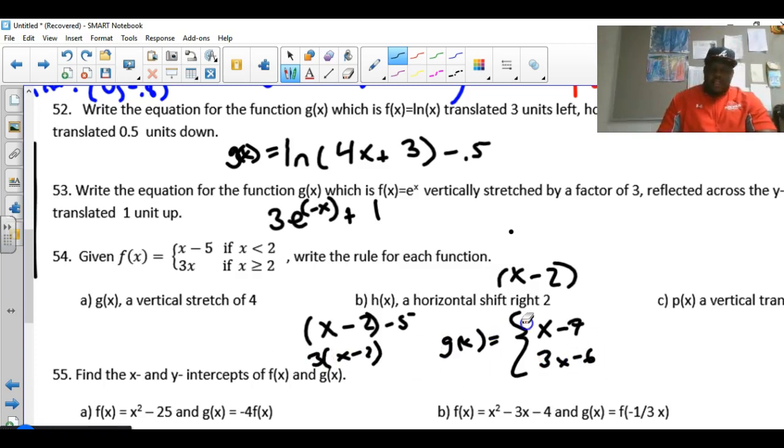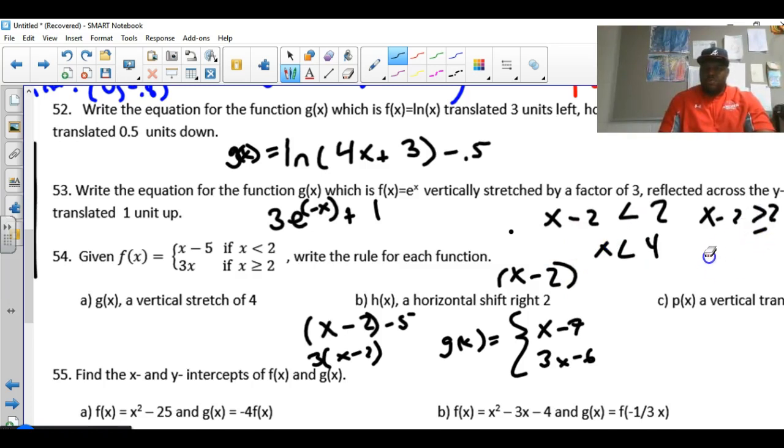Now, understand that this condition is affected. See how this is in the parentheses, housed with the x. So that means these x's are affected. So I'm going to go x minus 2 and set it less than 2, and x minus 2 and set it greater than or equal to 2. And then you just solve it. So you add 2 on both sides to get x is less than 4, and add 2 on both sides to get x is greater than or equal to 4. So those are my conditions right there.